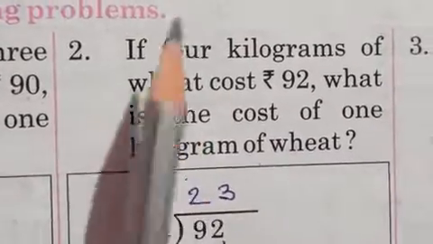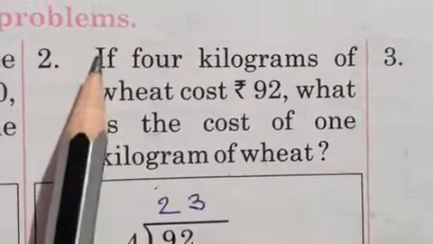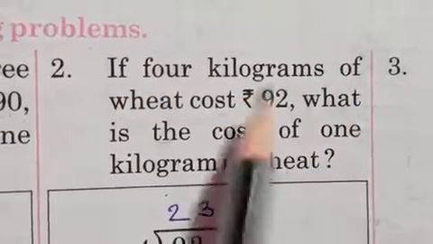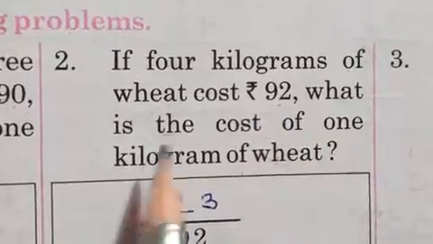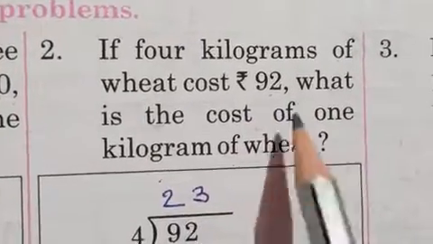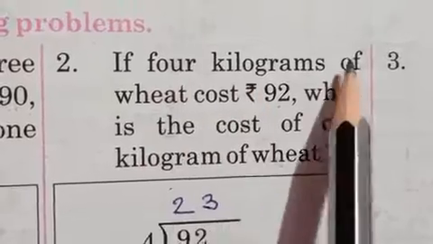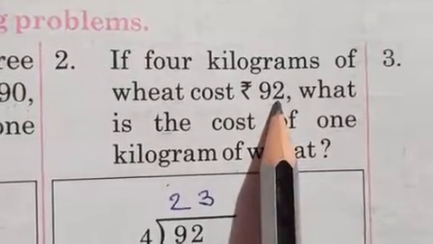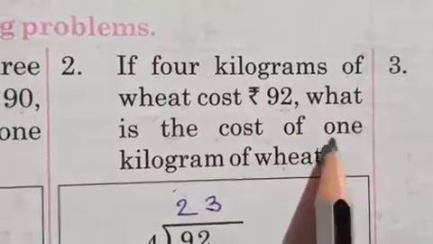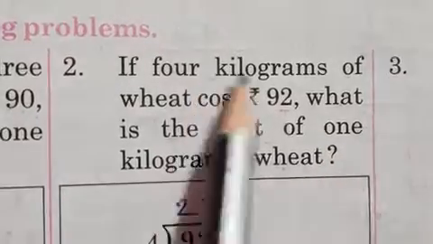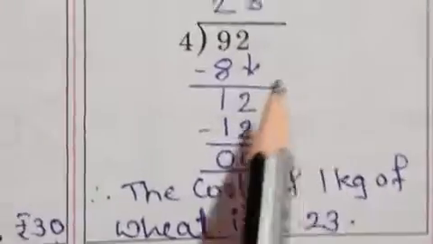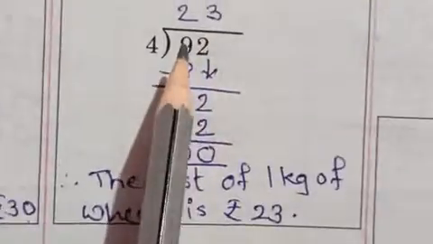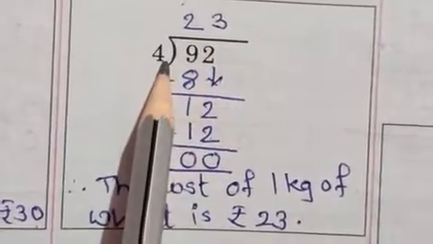Now students, on the same page, the second one is: if 4 kilograms of wheat cost rupees 92, what is the cost of 1 kilogram of wheat? What they said is, if the price of 4 kilograms of wheat is 92 rupees, then what is the cost of 1 kilogram? So we will do the division, that is 92 divided by 4.